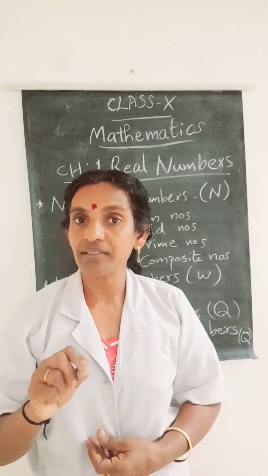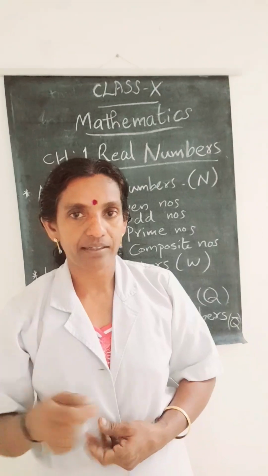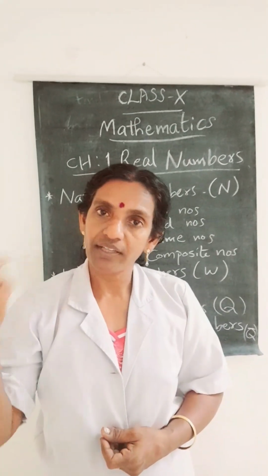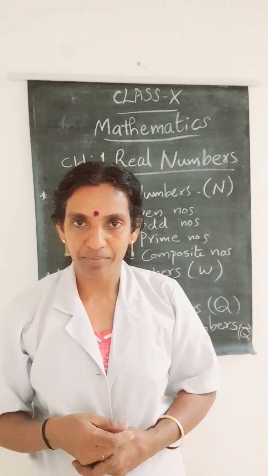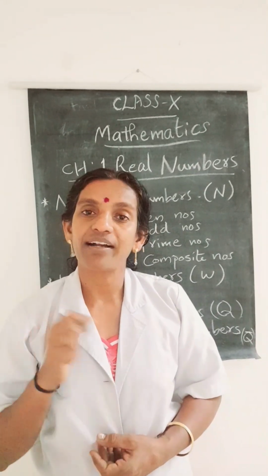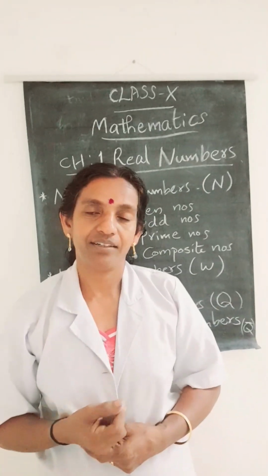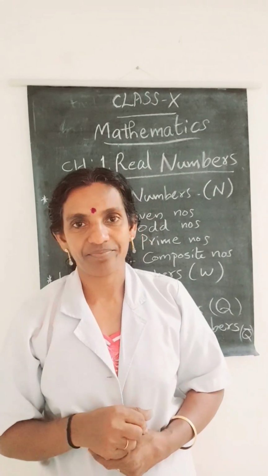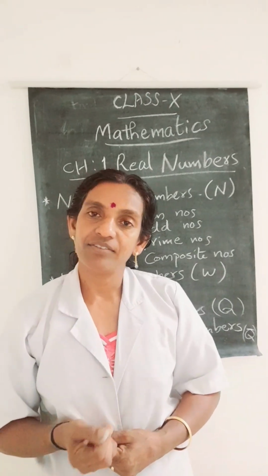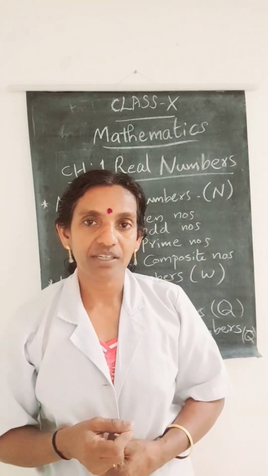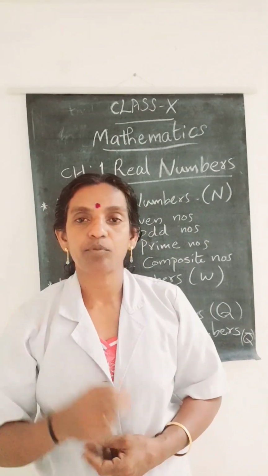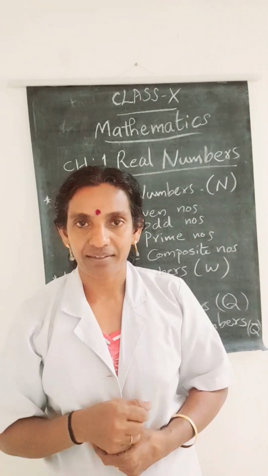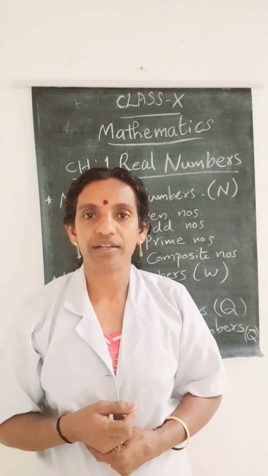So what are prime numbers? Numbers which have only 2 factors are called prime numbers. And numbers which have more than 2 factors are called composite numbers. And what about the number 1? 1 is neither prime nor composite because 1 has only 1 factor. Okay. And which is the smallest prime number, can you say? 2. 2 is the smallest prime number and also it is the only even prime number. All the other prime numbers are odd numbers.